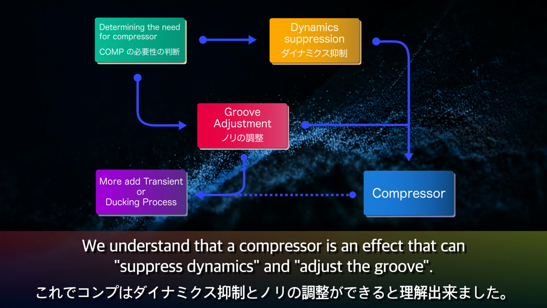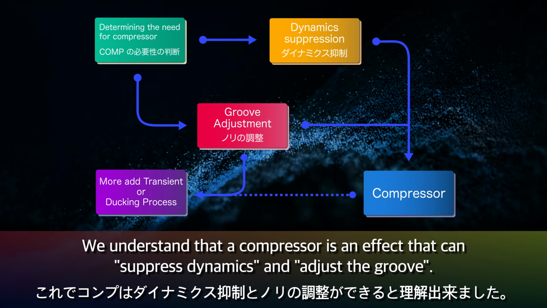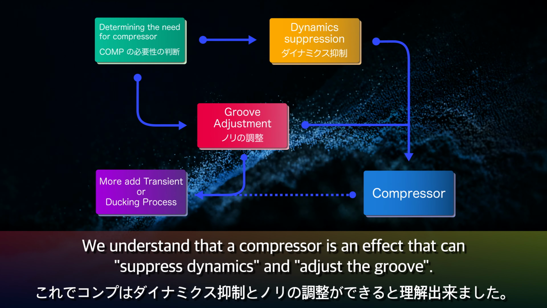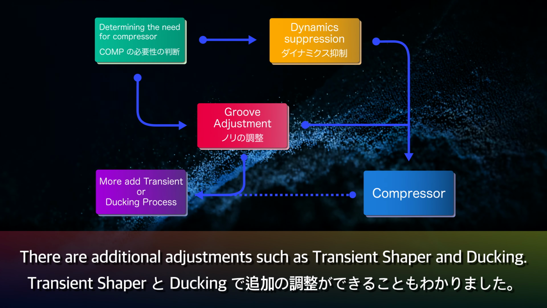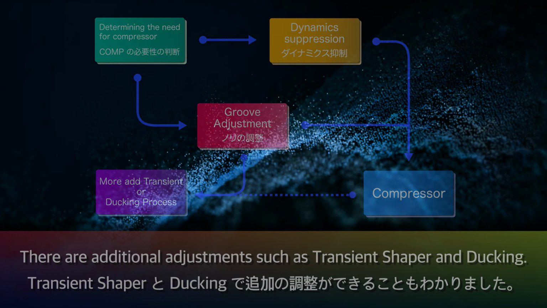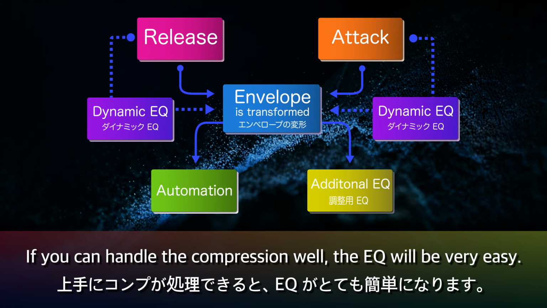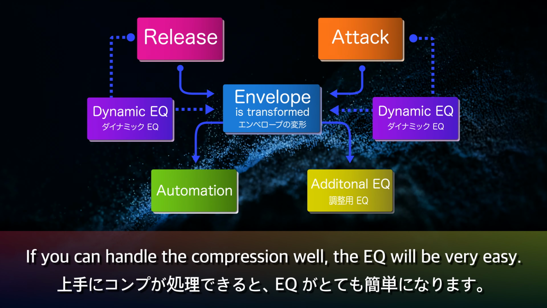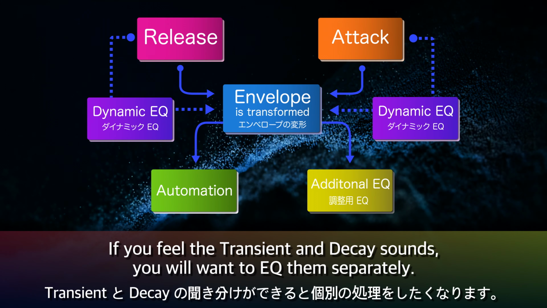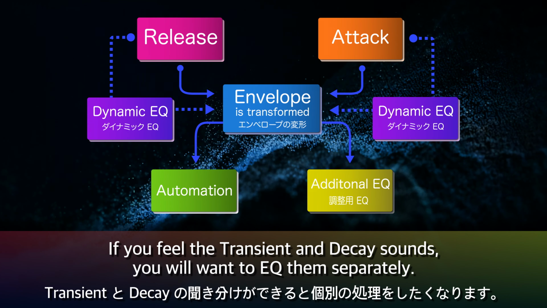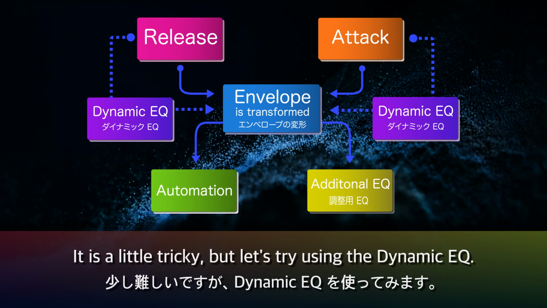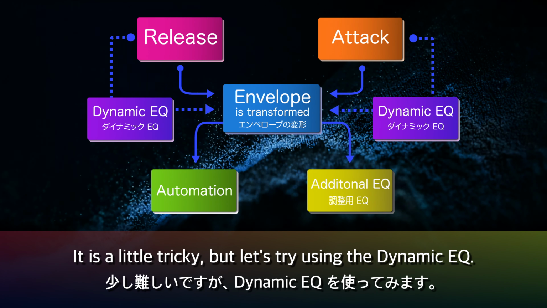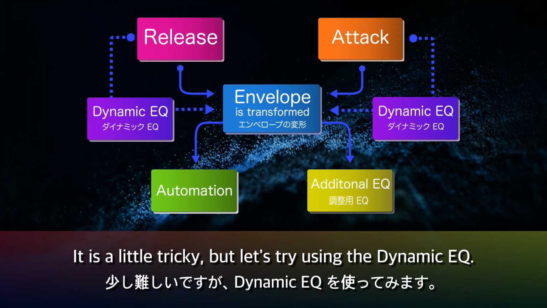We understand that a compressor is an effect that can suppress dynamics and adjust the groove. Those are additional adjustments such as transient shaper and ducking. If you can handle the compression well, the EQ will be very easy. If you feel the transient and decay sound, you will want to EQ them separately. It is a little tricky, but let's try using the dynamic EQ.